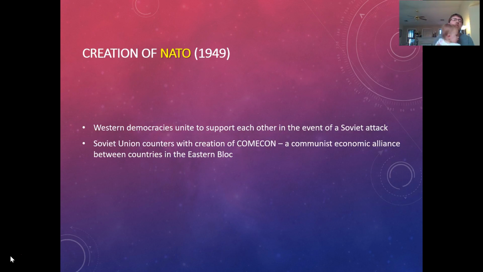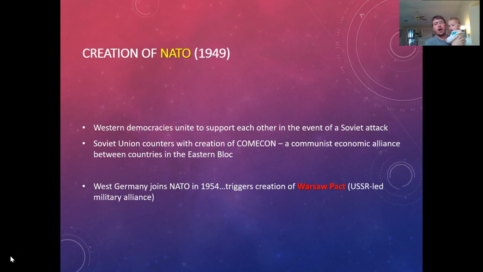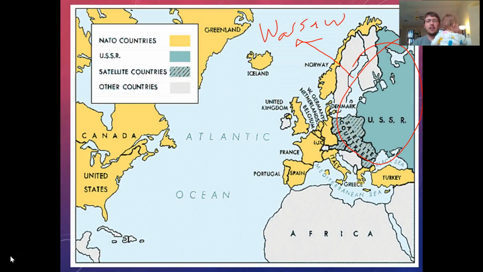The Soviet Union will counter with the creation of two separate alliances, one called Comecon, which is an economic alliance that ties these countries to the Soviet Union by communist economic alliance, so that you will produce resources that the Soviet Union can take and redistribute if necessary. They also create the Warsaw Pact, which in much the same way as NATO will bind these countries together to help one another if their side is attacked. And there is kind of the graphical representation of NATO and the Warsaw Pact.